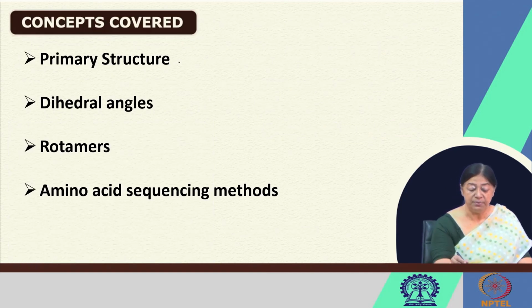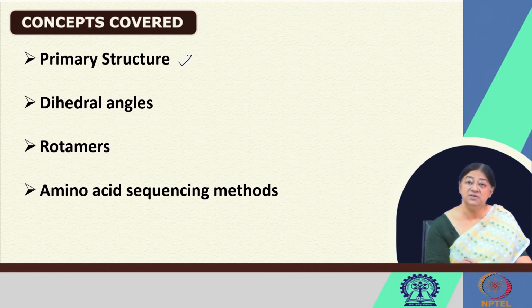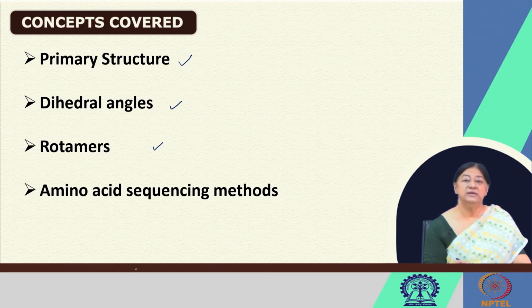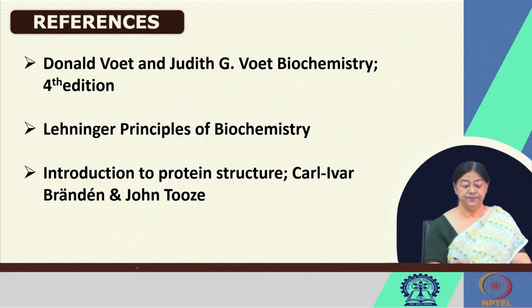So, we looked at what the primary structure of the protein is, the sequence of the amino acids, the dihedral angles and the rotamers, the backbone angles of the amino acids, which we will revisit when we look at the secondary structure, the rotamers for the amino acids themselves, and specific amino acid sequencing methods, giving us an idea of what the primary structure of the protein is.